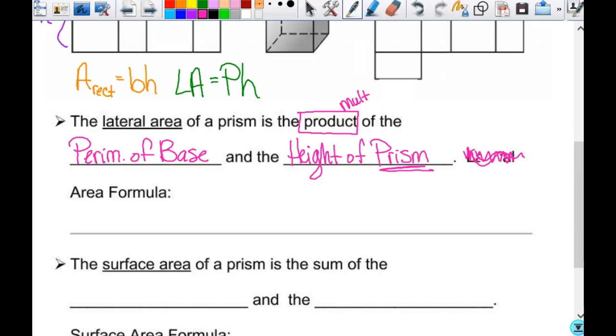And you can just ignore that. That was something that should have worked out, because that word was supposed to go down here. This should say lateral area formula. So lateral area is equal to perimeter times height. Way easier than unrolling it and finding a bunch of different things. Okay?